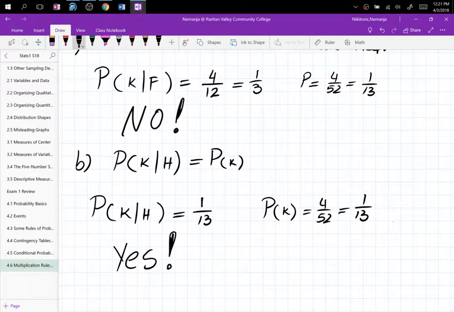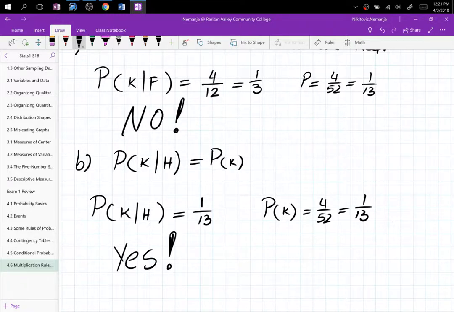So, is picking a king independent from picking a face? No, because every king is a face. It can be independent, right? Now, is picking a king independent from picking a heart? Yes, because not every heart is a king. You have a 7 of hearts, right? So independent. Good.